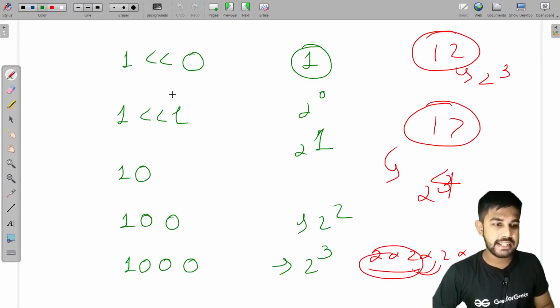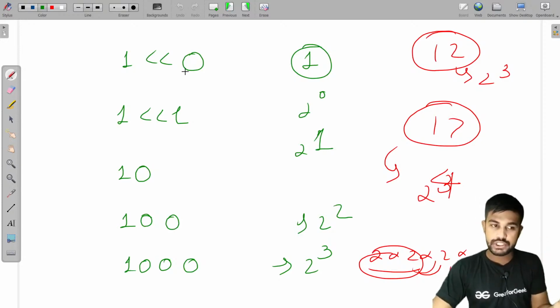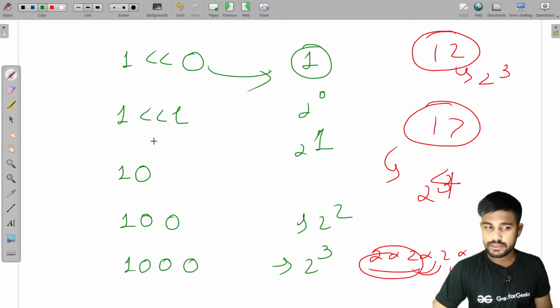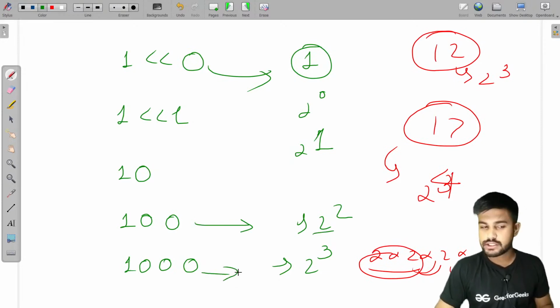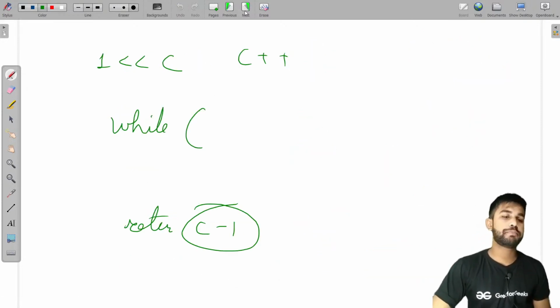Why c minus 1? As I told, because the number of right shift minus 1. This is right shift by 2. Okay, so this is 2. Okay, this is good to go. This is how we would proceed.